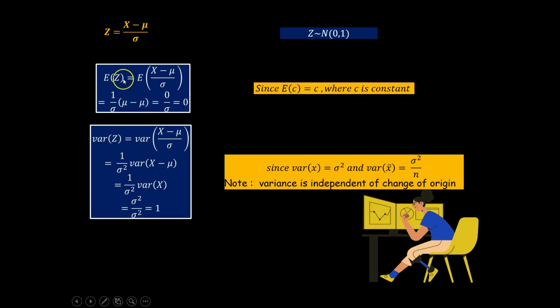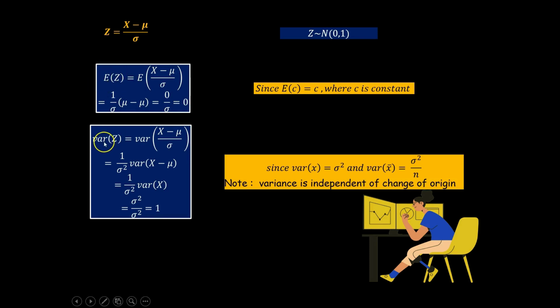In terms of expectation, we can prove it, because the expectation of a constant is always equal to the constant, and the variance of a random variable x is sigma square, and the variance of the mean is sigma square by n. If we substitute these values here, the expectation of a constant is equal to the constant, so it comes out to 0, that is mu minus mu is equal to 0, and 0 by sigma is equal to 0. So the expected value is equal to 0, or we can say the mean, because expected value is nothing but the average of a random phenomenon.